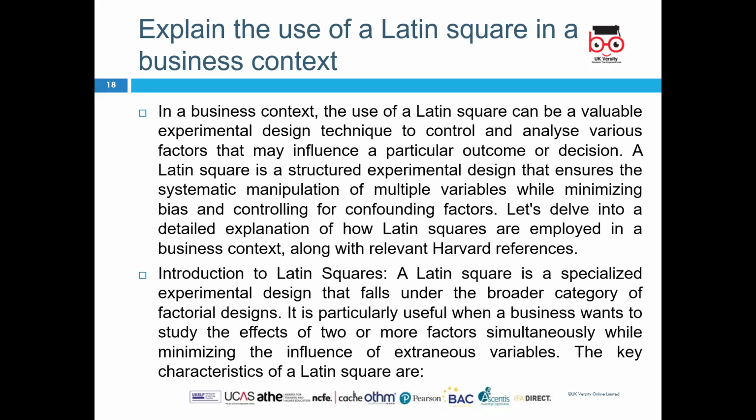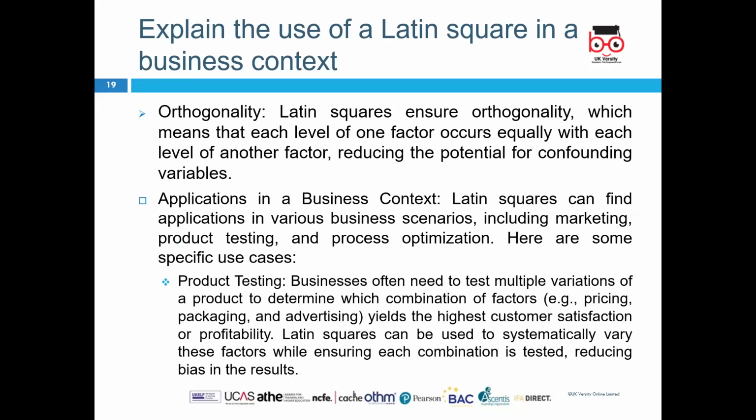It is particularly useful when a business wants to study the effects of two or more factors simultaneously while minimizing the influence of external variables. One of the key characteristics of a Latin square is that it ensures orthogonality, which means that each level of one factor occurs equally with each level of another factor, reducing the potential for confounding variables.